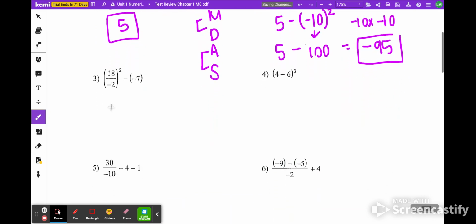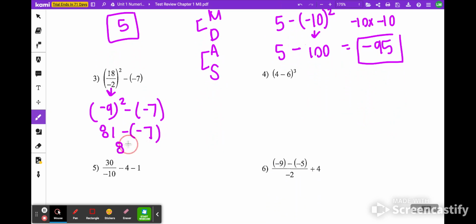Number 3, we have parentheses and then an exponent. So let's deal with what's inside the parentheses first. 18 divided by negative 2 is negative 9. So bring down everything like we see it and continue on with order of operations. Negative 9 squared is our next step because that's an exponent. So we have 81 minus negative 7. And 81 minus negative 7, remember, just means 81 plus positive 7. And that will give us 88.